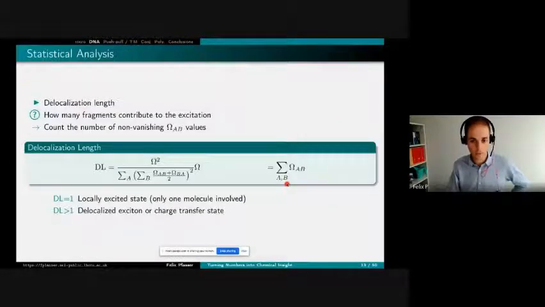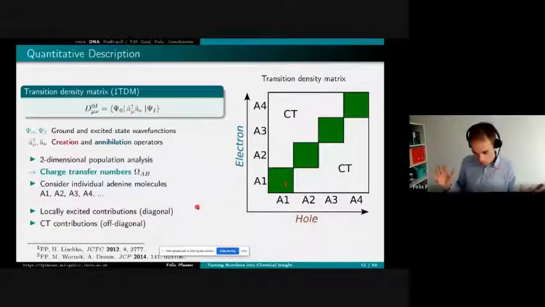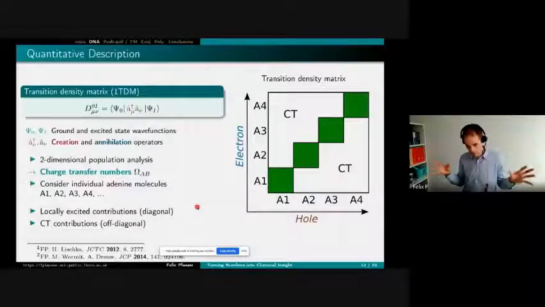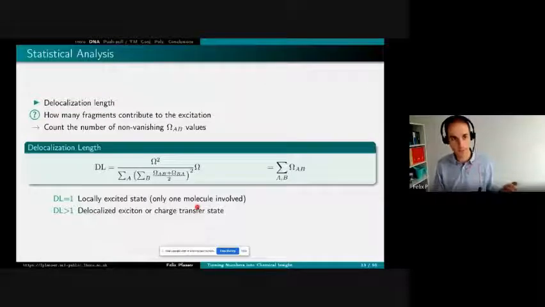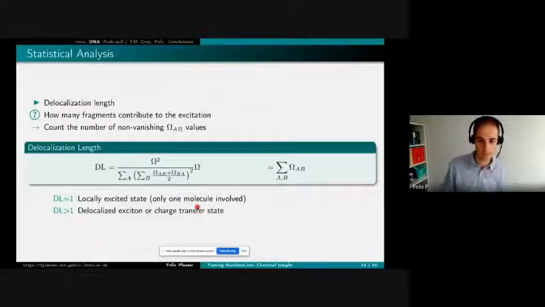So now the idea is that here we reduced the calculation to numbers. So we're no longer looking at blobs of colors, but we have a small matrix of numbers. And once we have that, we can start doing different graphical representations and statistics. And here, for example, what we did for that specific paper is that we compute the delocalization length.